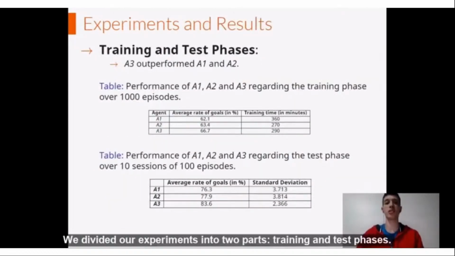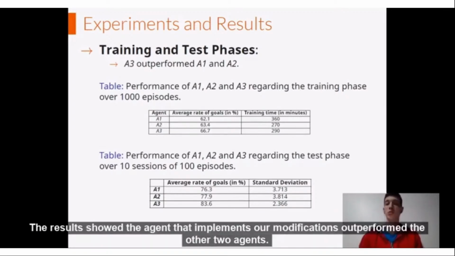We divided our experiments into two parts, training and test phase. We trained each agent over 1,000 episodes, and one episode ends when the agent makes a low kick or a high kick. We evaluated them in terms of the rate of goals and training time. Then we tested each trained agent over 10 sessions of 100 episodes and evaluated them in terms of the rate of goals. The results showed that the agent that implements our modifications outperformed the other two agents.